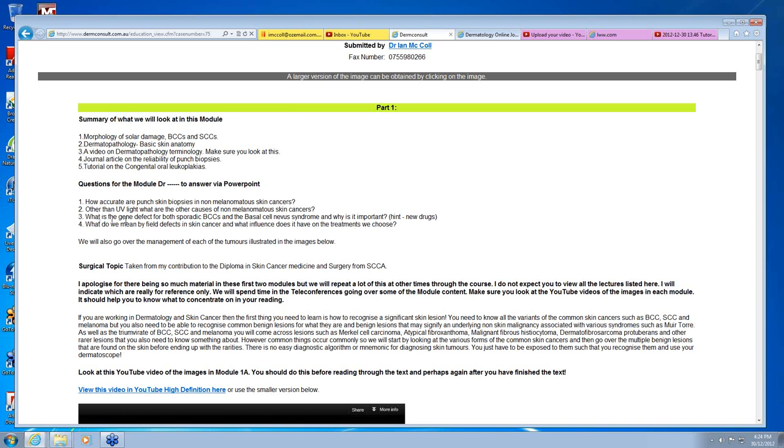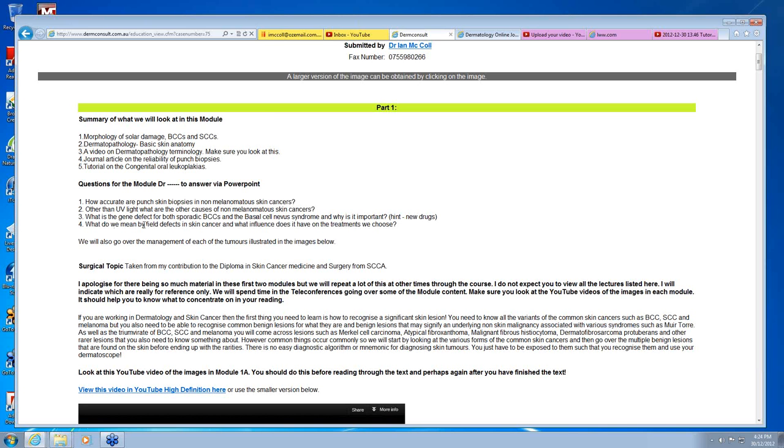Second question there was, other than UV light, what are the other causes of non-melanomatous skin cancers? I think we tend to get sidetracked and think that UV light's the main cause of virtually all non-melanomatous skin cancers that we see, but that isn't the case.